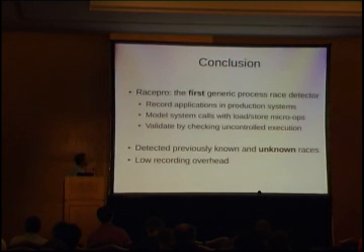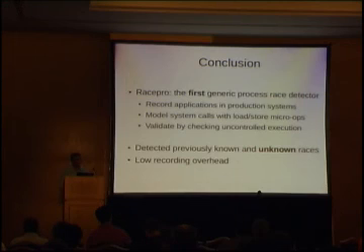To conclude, RacePro is the first generic process race detector. It works in 3 steps. It records applications' live execution in production systems. It then detects races offline by modeling system calls as load and store operations. And it validates those races by replaying a modified execution, then transitioning to a live execution, and then running checkers on that live execution. We could detect previously known and unknown races, and we confirmed that the recording overhead was low.